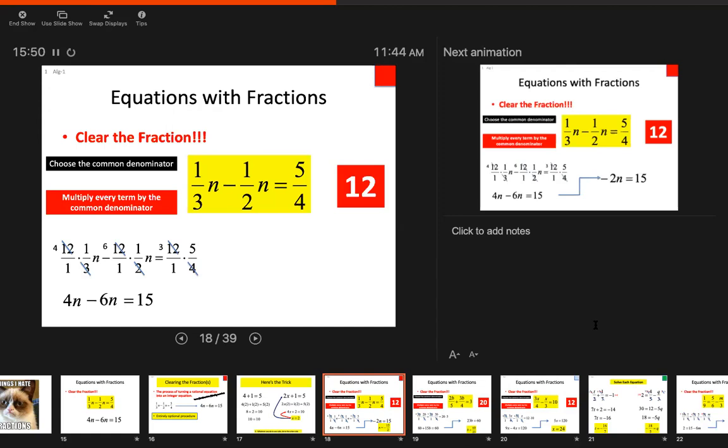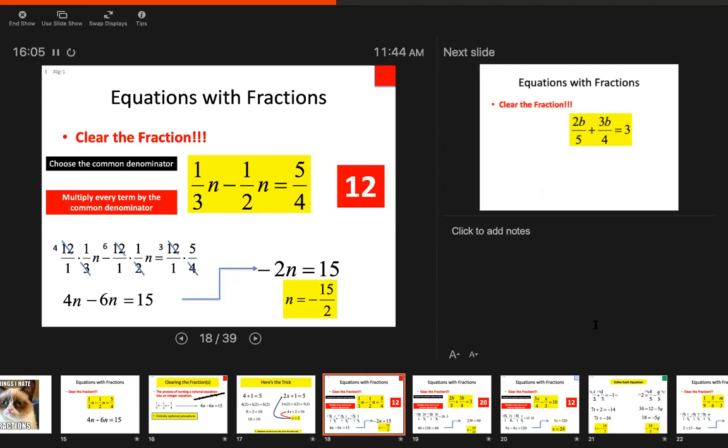4 minus 6? Not 2. Negative 2. Negative 2n, right? And what do we do to both sides now? Divide by negative 2. So we get negative 15 over 2.